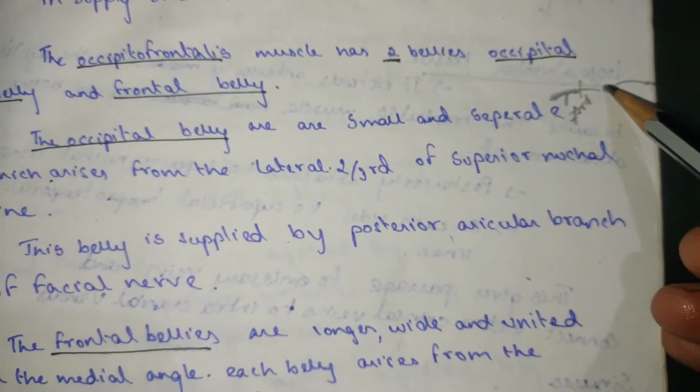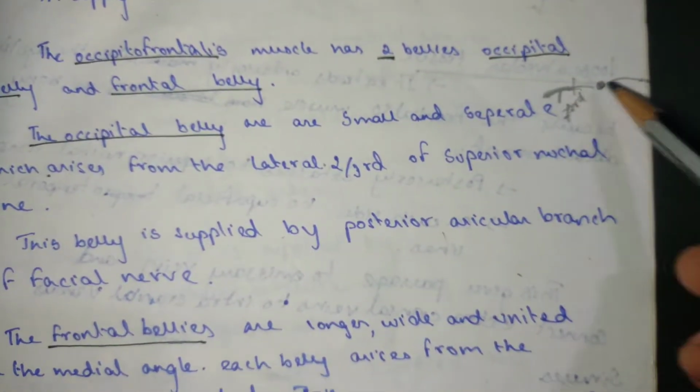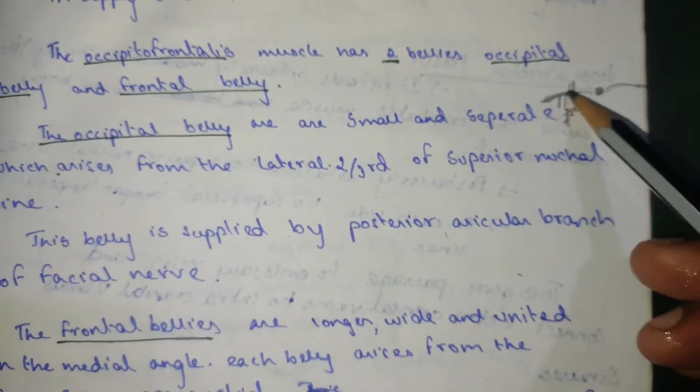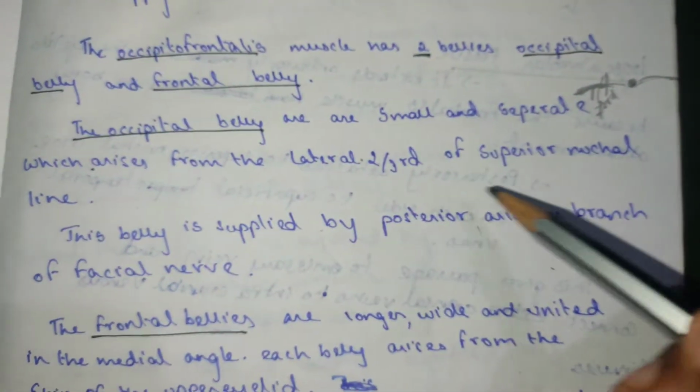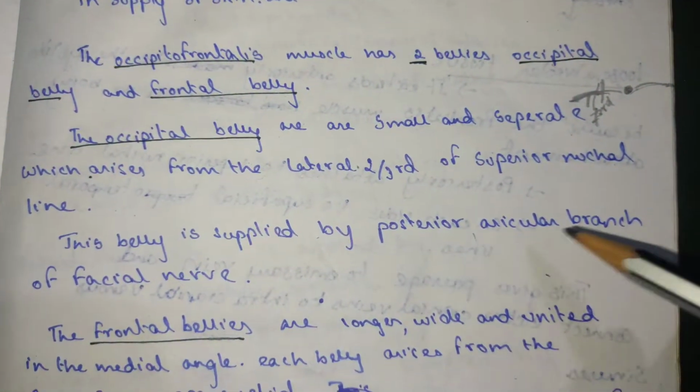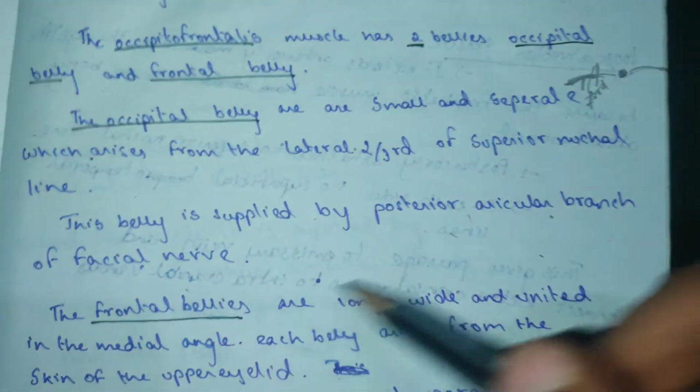This is the external occipital protuberance. It has the superior nuchal line. From the lateral 2/3 of the superior nuchal line, the occipital belly arises. And this belly is supplied by the posterior auricular branch of the facial nerve.